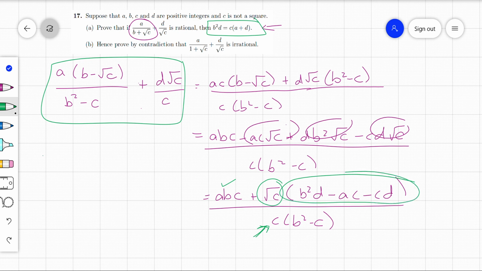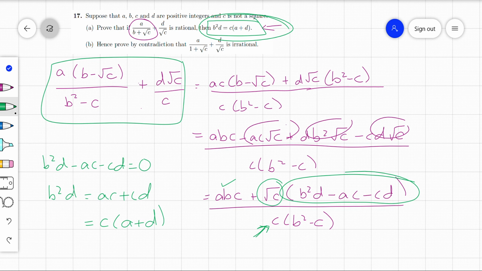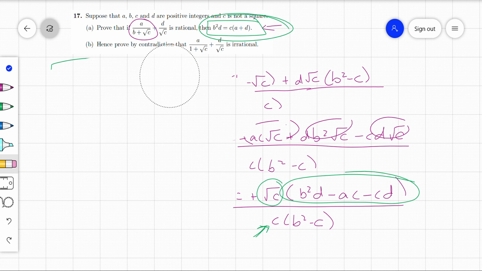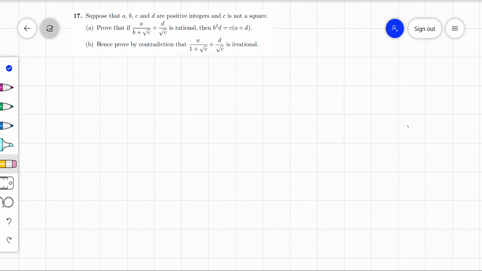Now, that means b squared d minus ac minus cd has to equal 0. And if I rearrange that, I've got b squared d equals ac plus cd. And if I factorise by c, I've got c lots of a plus d. So I do get this, which is nice. So that definitely has to happen. Now, the other thing I can do is have a look at, if I rub this out, will I regret it? Let's see. So, hence, proof by contradiction that this is irrational.